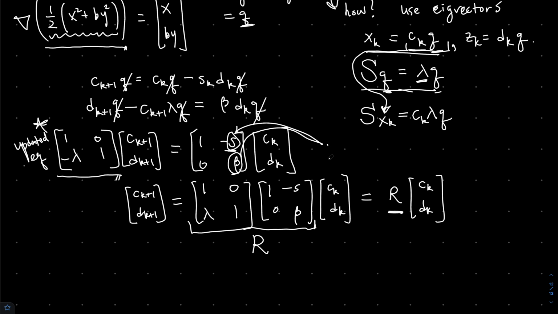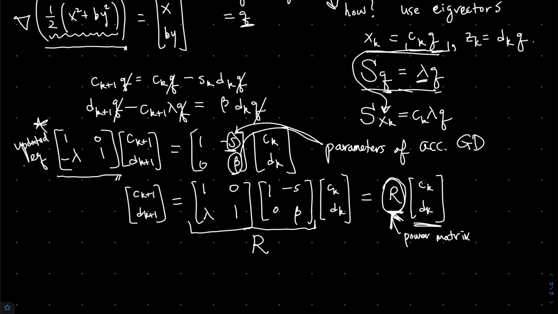So these are our parameters of the accelerated gradient descent. Now we want to determine S and beta, but with what kind of criterion? The criterion is we want this to have a very fast convergence. So this power matrix must shrink ck/dk smaller and smaller faster.